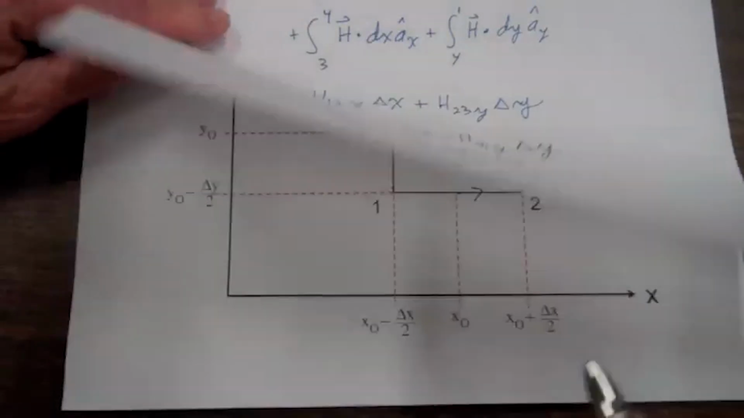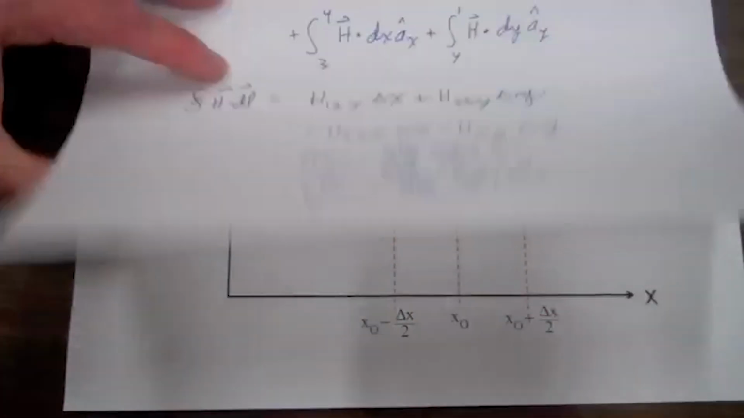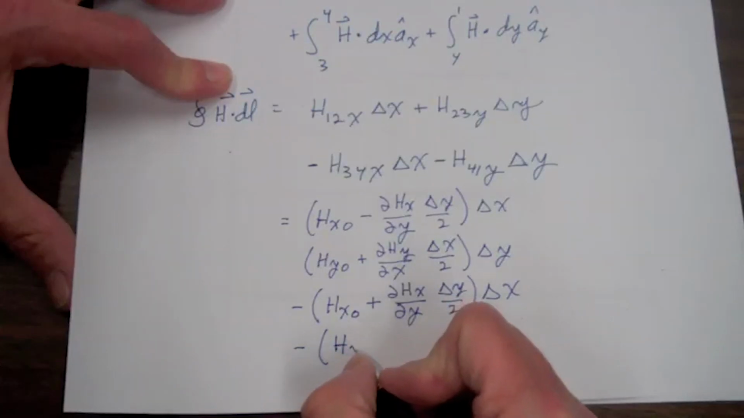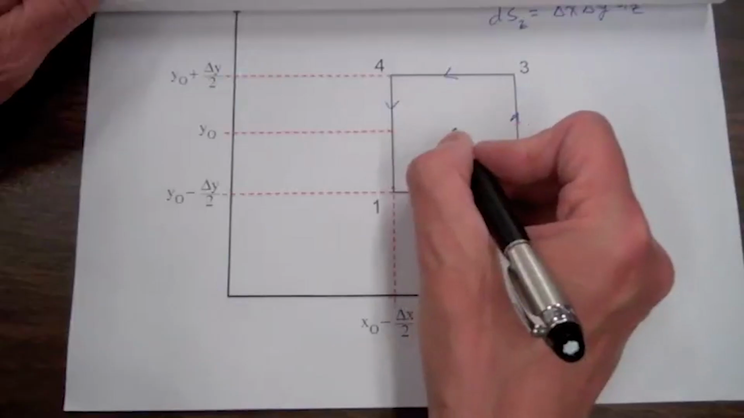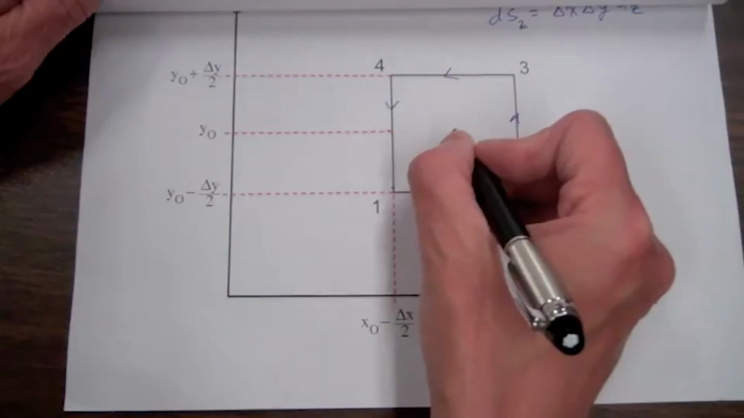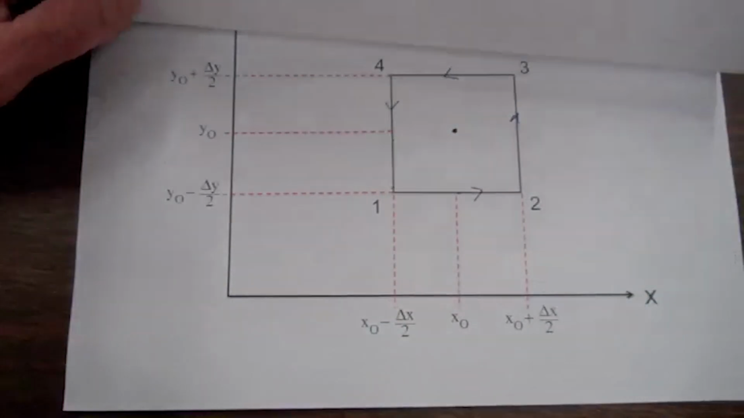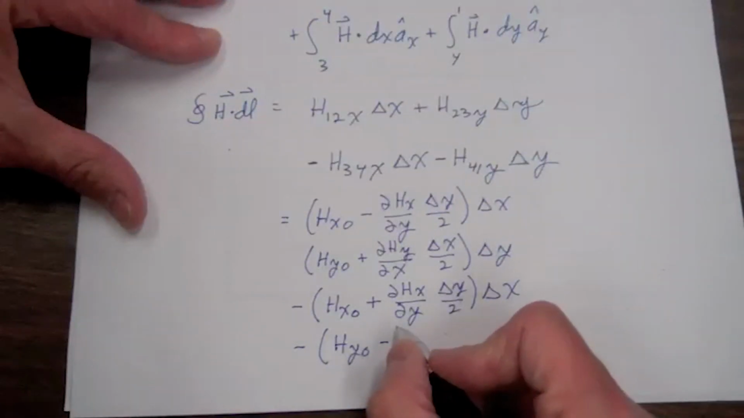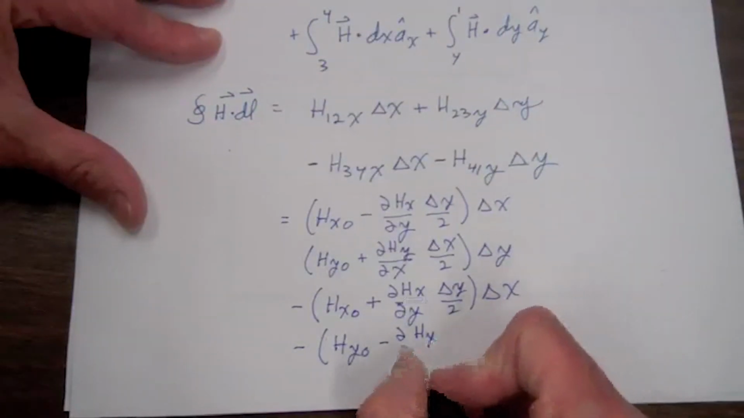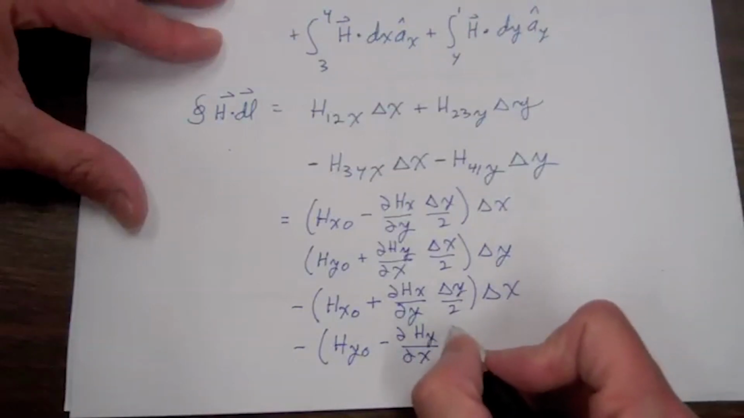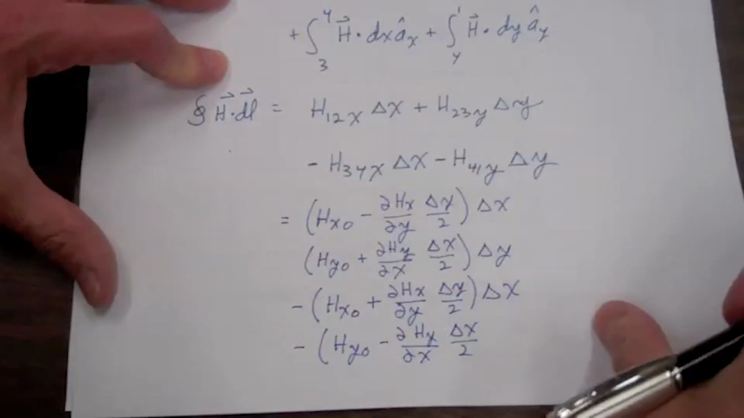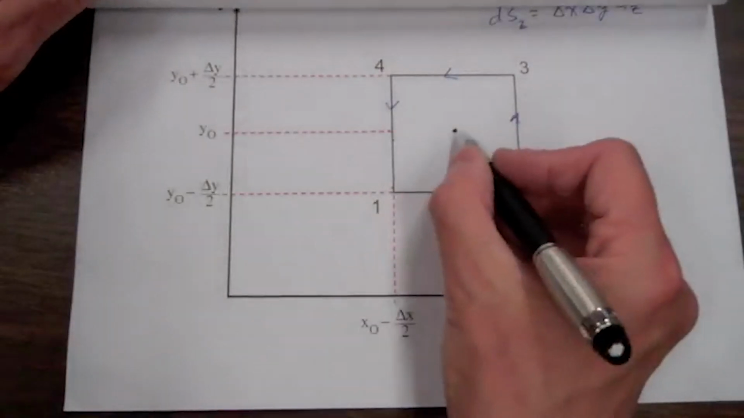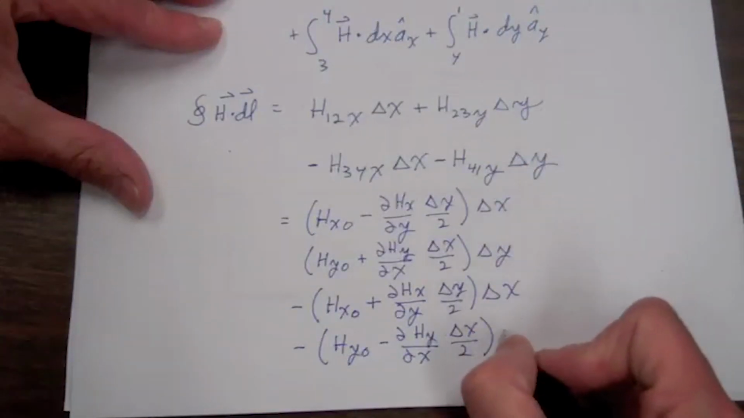And finally, our estimate of h on line segment 4, 1 in the y direction is the value of h in the y direction at the center of our square. Since we're moving in the negative y direction to go from the center of the square to line segment 4, 1, we subtract from that the partial of h in the y direction with respect to x times the distance we've moved to go from the center of the square to line segment 4, 1, which is delta x over 2, times our delta y.